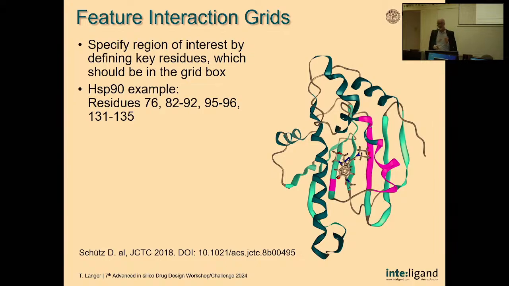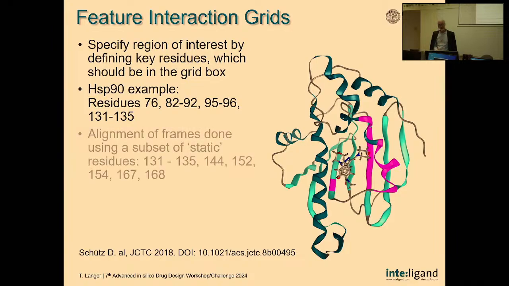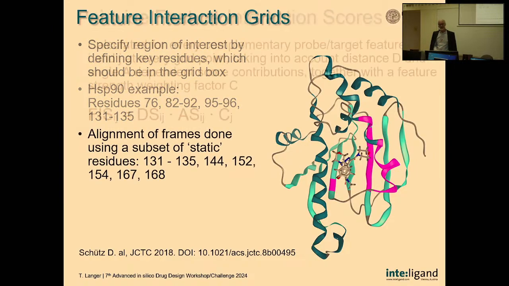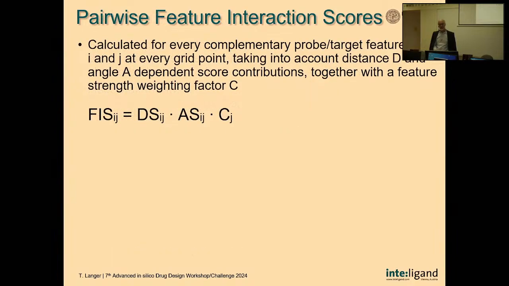We do this by defining some residues here, and in this case it's this HSP90 case from Doris Schütz, who had a lot of trajectories. We use these, and then we generate our grid, and on each grid point and for each pharmacophore feature we calculate a score. The score is defined by distance and angle, depending on the feature.